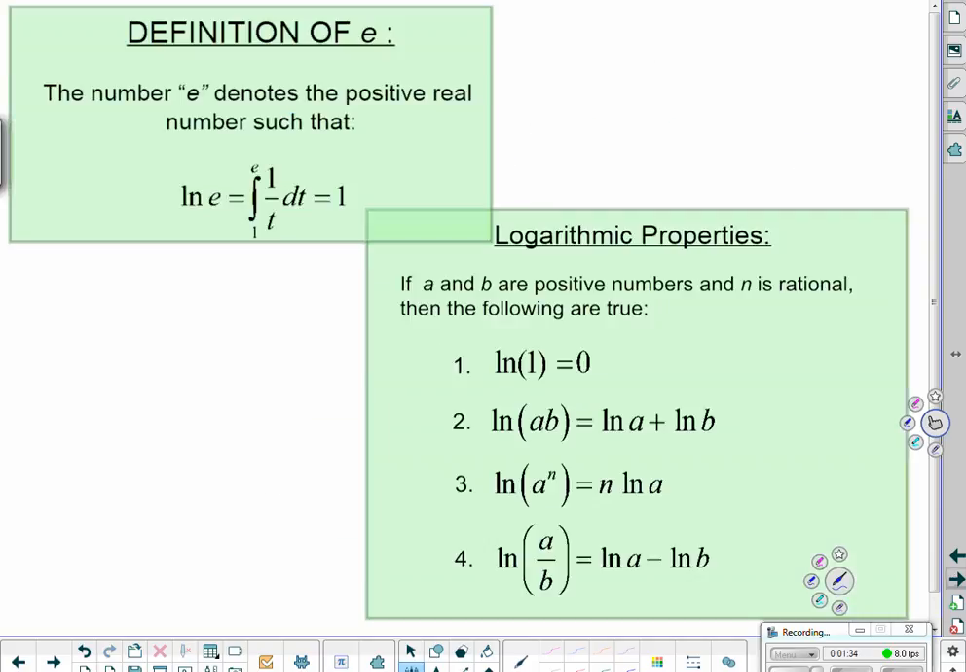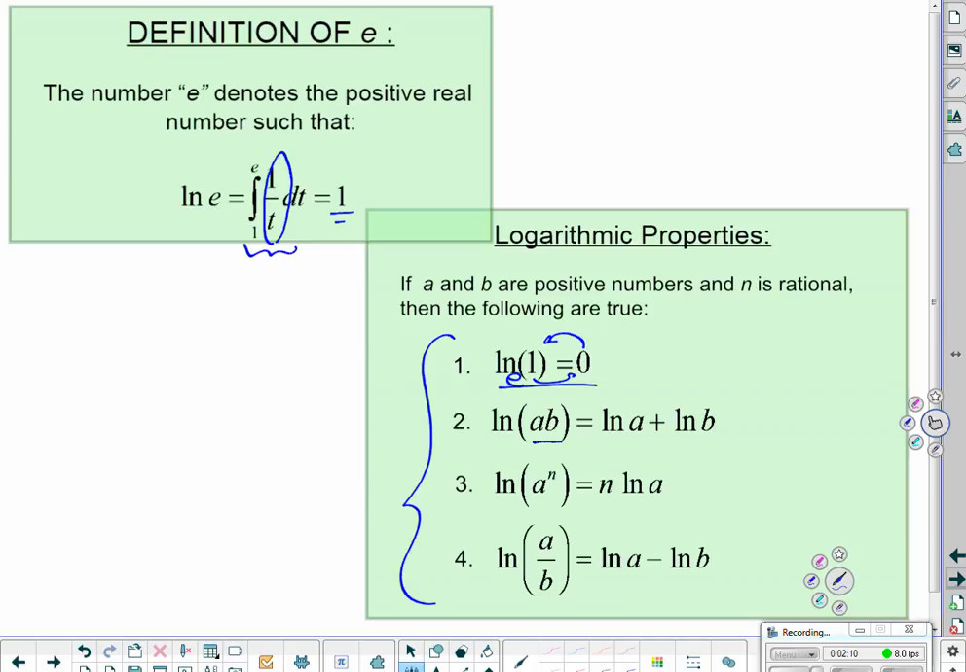Definitions of e. e is a number that denotes the positive real number such that natural log of e is the integral from 1 to e of 1 over t dt. So if I graphed out 1 over t and came up with the area under the curve from 1 to e, I would get that the natural log of e is 1. Logarithmic properties, if a and b are positive numbers, we have covered these properties quite well earlier in chapter 3, I believe it was, where e to the 0 is 1.